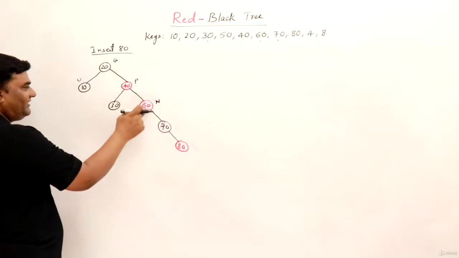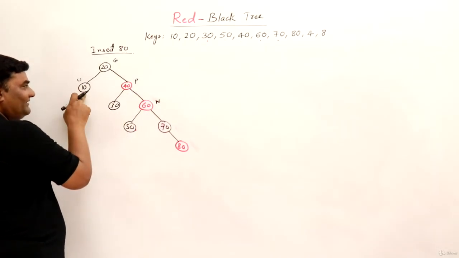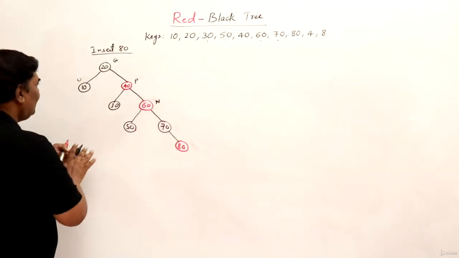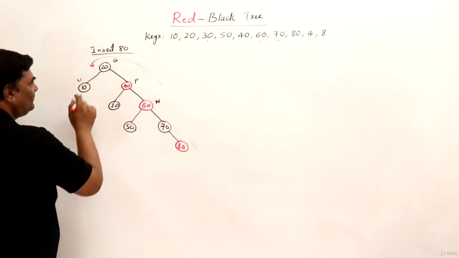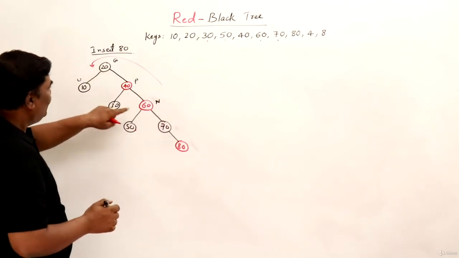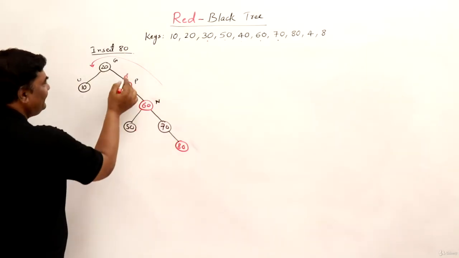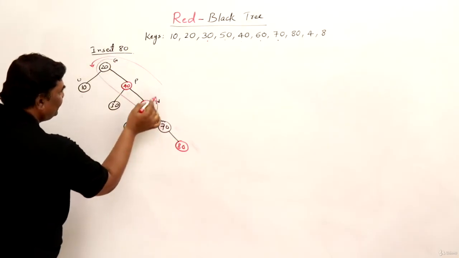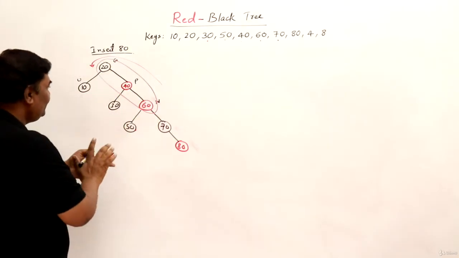Uncle is black. So for this node, parent is red, uncle is black. So perform rotation around the grandparent. So around this grandparent we perform rotation. We know very well from AVL trees, we have seen this. We will perform rotation on these three nodes.